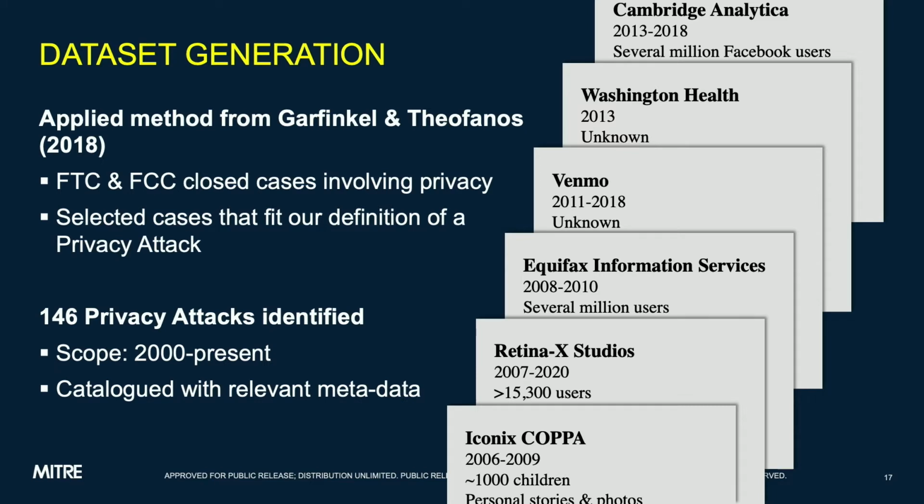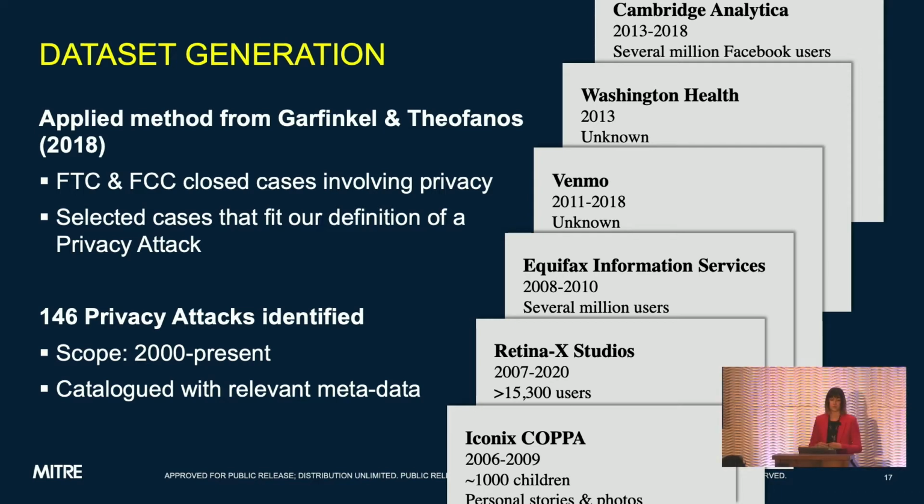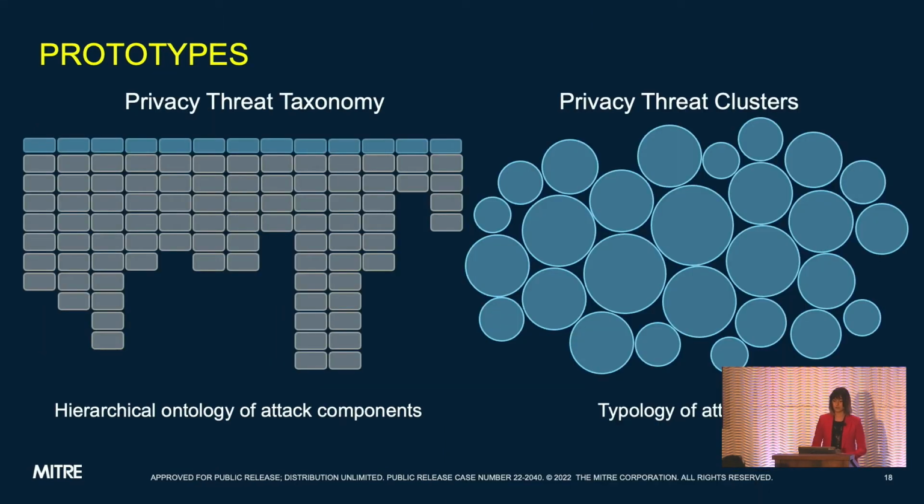So we looked at all the FTC and FCC cases between 2000 and 2022, and we found that 146 involved privacy attacks based on our definition. Now, we cataloged these attacks with metadata, such as how many individuals were harmed and what data were involved. And we used them to generate 2 prototypes.